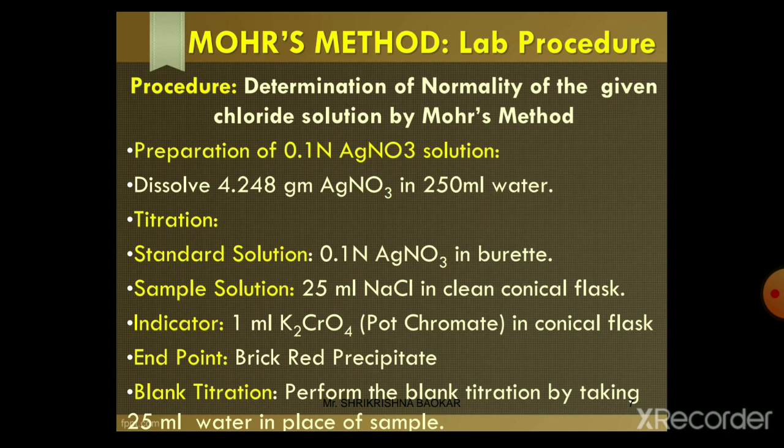Take 58.44 grams of NaCl in a volumetric flask. Add water up to the mark, and then pipette out 25 ml of solution into the conical flask. Indicator: 1 ml K2CrO4, potassium chromate, in the conical flask. Endpoint: brick red precipitate is formed. Blank titration: perform the blank titration by taking 25 ml water in place of the sample.